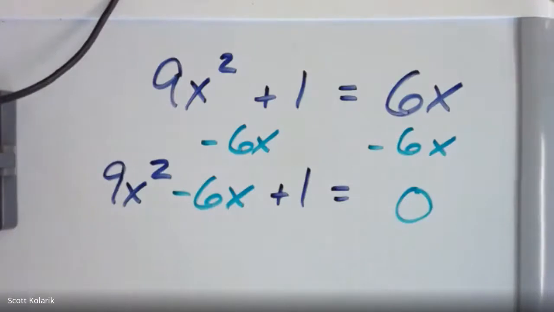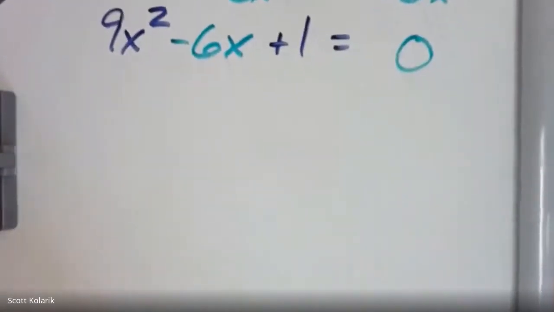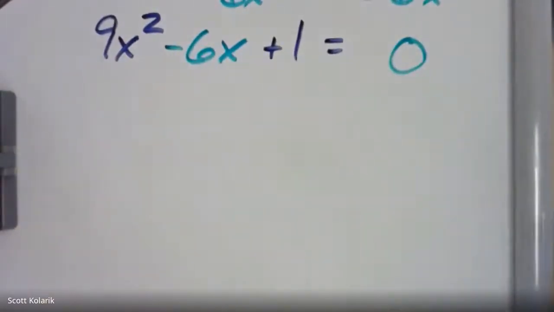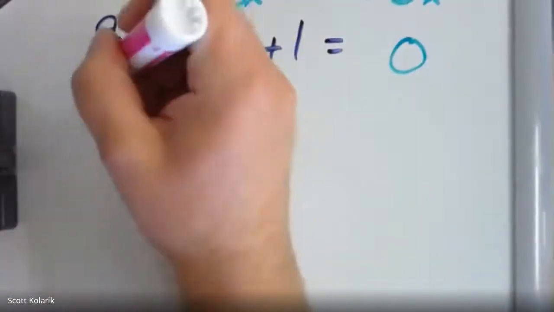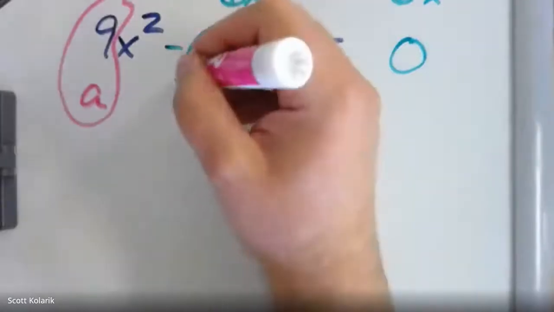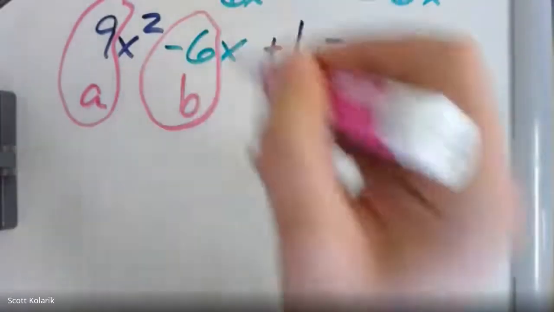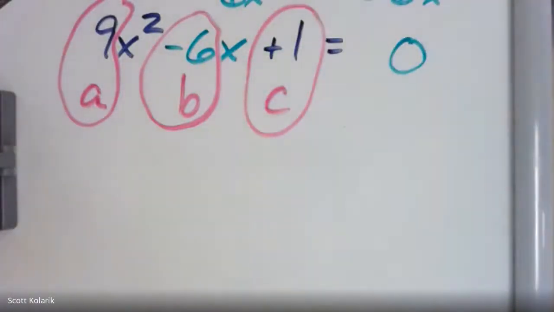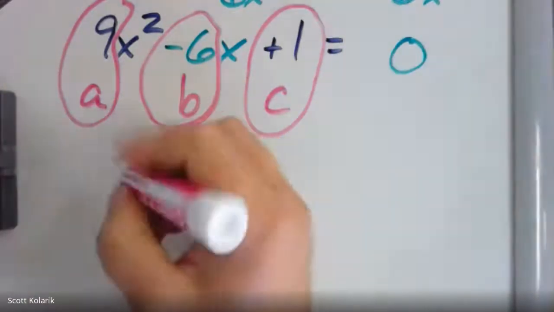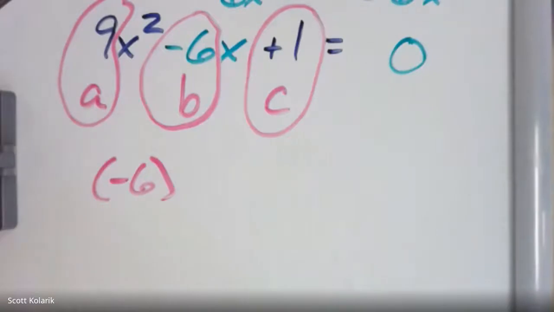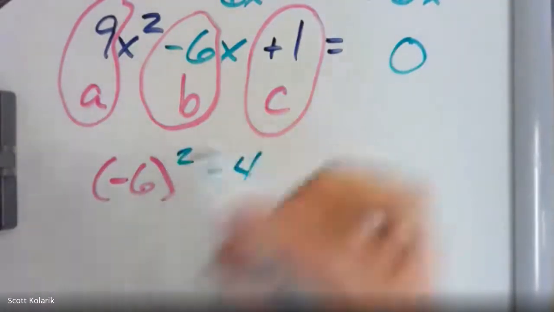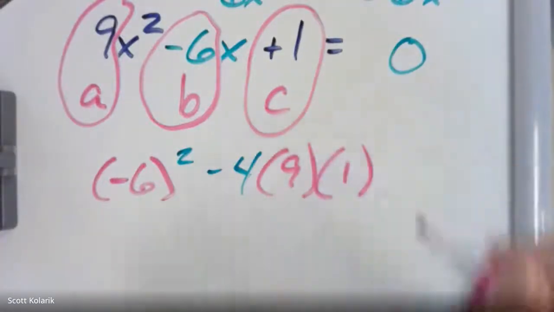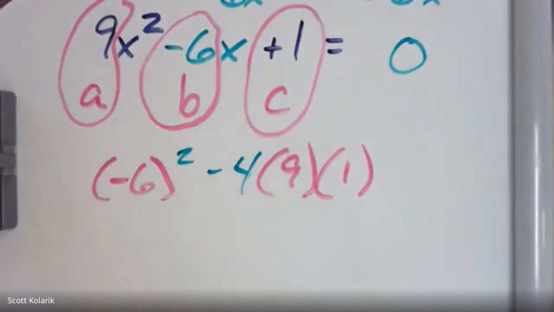Great. Well, now I can apply the discriminant. Again, just being able to identify what A, B, and C are. Okay, so A is going to be this positive 9 out in front. B is going to be this negative 6 multiplied by the x after we had moved it. And C is this positive 1 on the back end. Applying b squared minus 4ac, I'm going to get that negative 6 squared minus 4 times a is that positive 9, and c is that positive 1. Great, there's my discriminant. So now I just do the work.